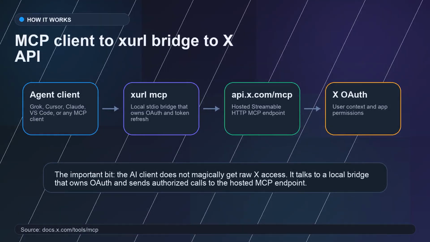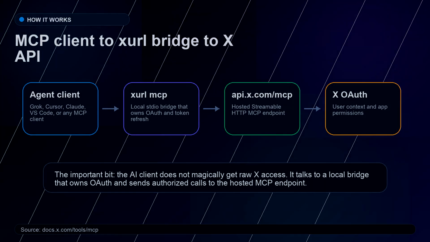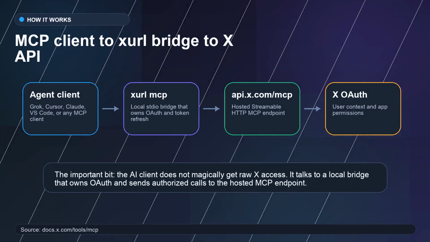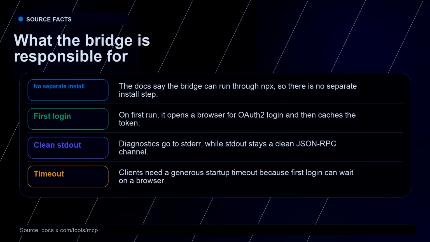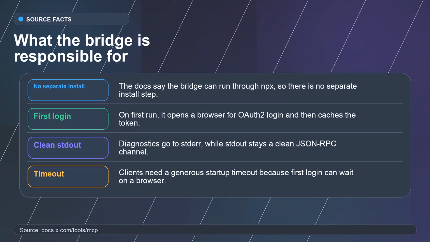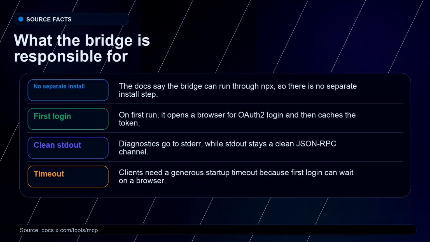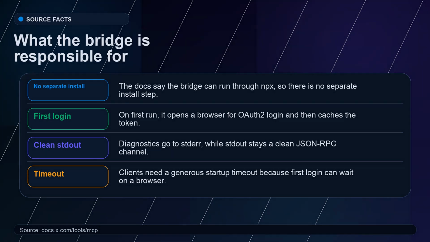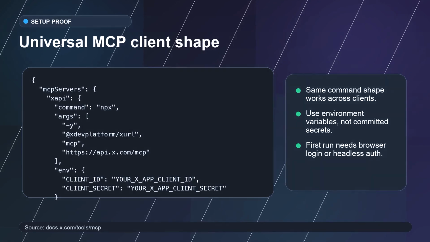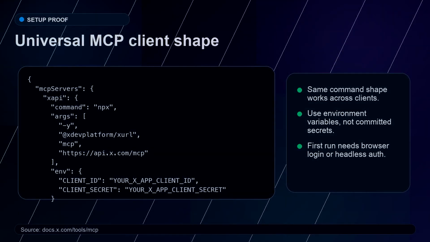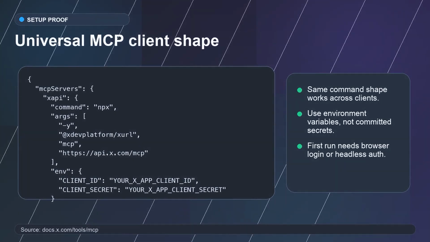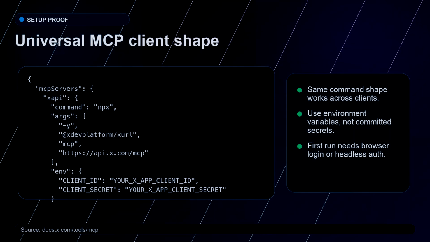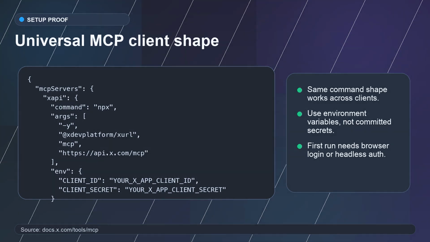The architecture matters because it explains what changed and what did not. X still requires a developer app and OAuth. The hosted MCP endpoint does not remove identity. Instead, X recommends a tiny local bridge called xurl MCP. Your MCP client talks JSON-RPC to that bridge. The bridge handles OAuth, caches and refreshes tokens, and injects a fresh bearer token when it calls api.x.com/MCP. That means the agent gets a tool surface, while your X app credentials and user permissions stay tied to your account. In plain English, this is a local authorization bridge in front of a hosted tool server.